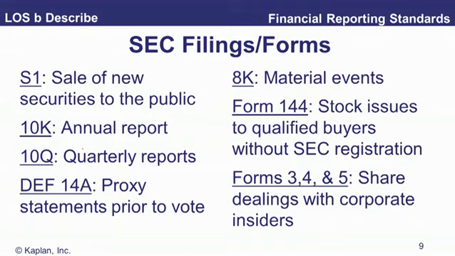S1 is often known as the Securities Offering Registration Statement. It's required whenever a company sells new securities to the public. So if you were doing an IPO, you would need an S1 form completed. But if you were doing a rights issue, so you're already listed but you want to issue further shares to the public, again, an S1 form wouldn't be needed.